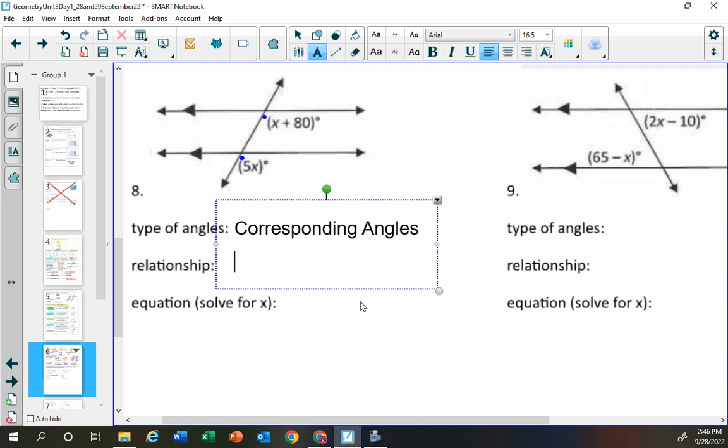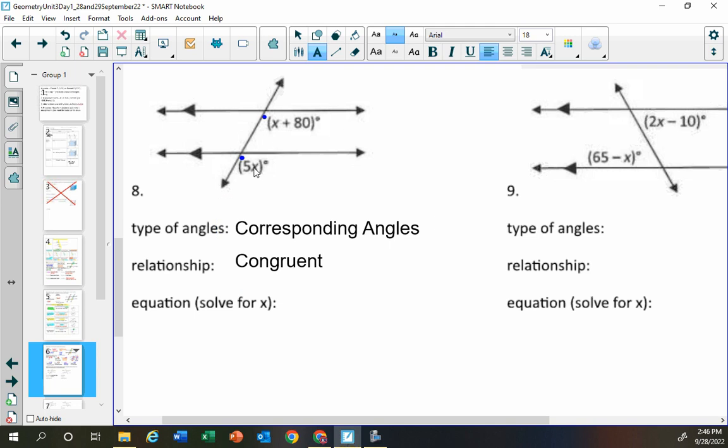What's the underlined word? They're in the same spot. They're in the same spot. That means they're congruent. So that means what's their relationship? Do they add up to 180 or are they equal? Equal. You said equal to each other.